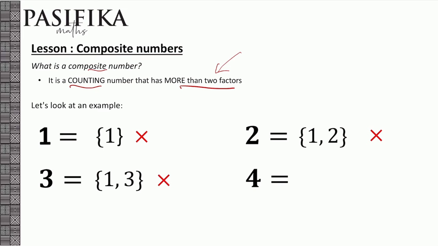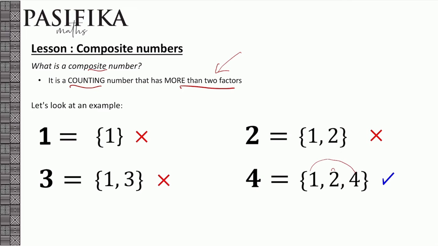What about 4? What are the factors of 4? Well, 1 times 4 is 4. 2 times 2 is 4. Now, it's got more than two factors. Therefore, it is a composite number.